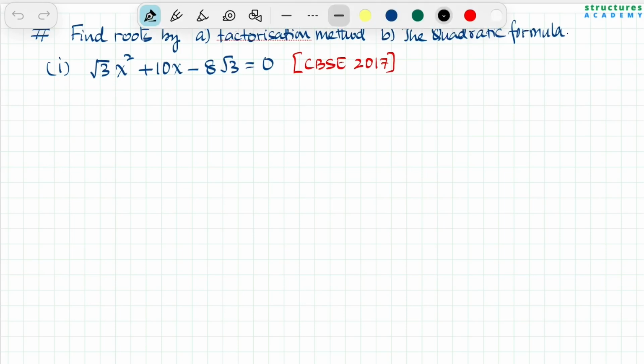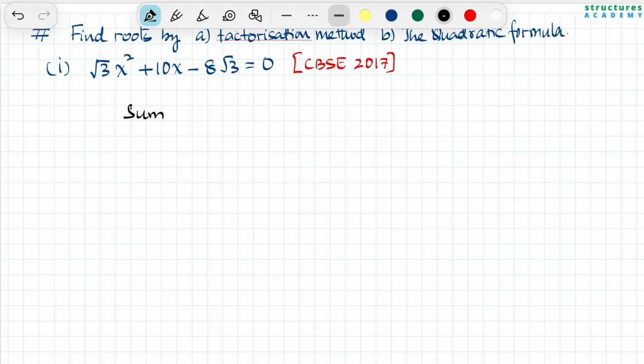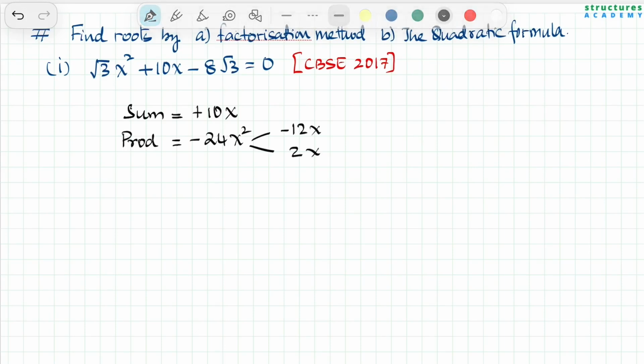So the main difficulty here is to be able to split the middle term such that the sum of the two terms that we obtain will give us plus 10x and the product will give us minus 8 root 3 into root 3 x square, that is minus 24 x square. So let us write here, the sum required should be plus 10x and the product should be negative 24 x square. This can be written as minus 12x into plus 2x. So if I multiply minus 12x into plus 2x, I will get minus 24x square.